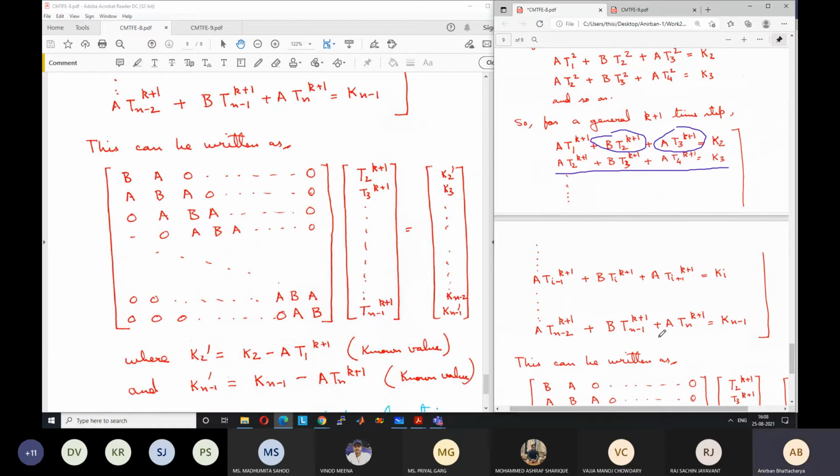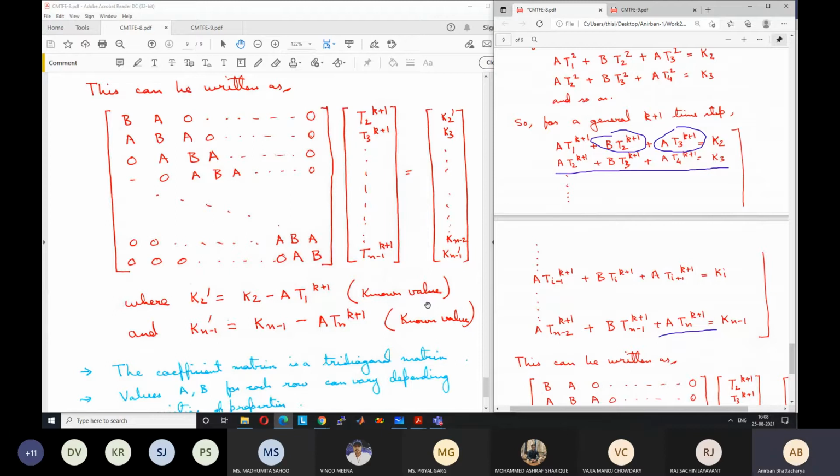So this term is again known because Tn is the boundary temperature. So we can write this as Kn minus 1 minus A Tn k plus 1, which we can write as Kn minus 1 dash, which is Kn minus 1 minus A Tn k plus 1. This is a known value.